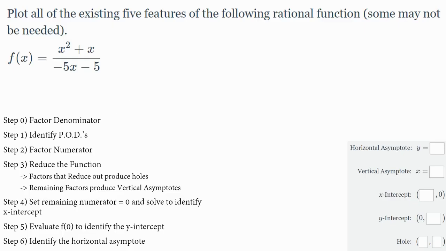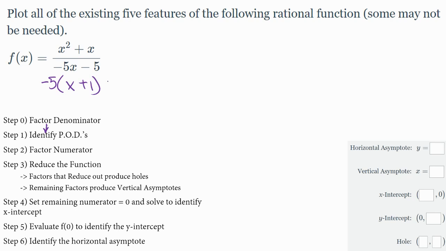All right, working through the second example, we're going to keep working our 5 steps with a step 0, of course. Now with our step 6, horizontal asymptote. But the first step would be factoring the denominator. Factor out a -5, and we would see that we have an x plus 1 scenario in the denominator.